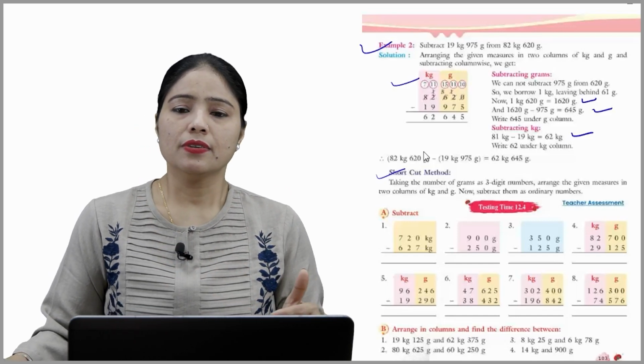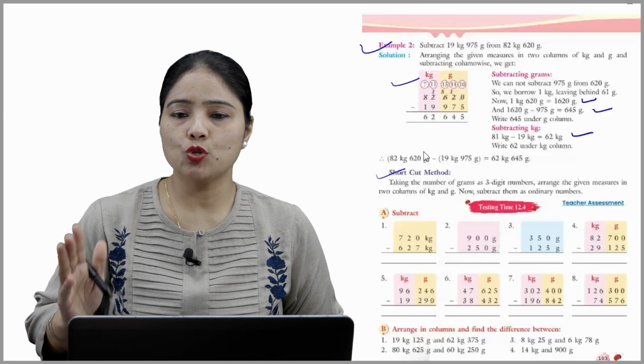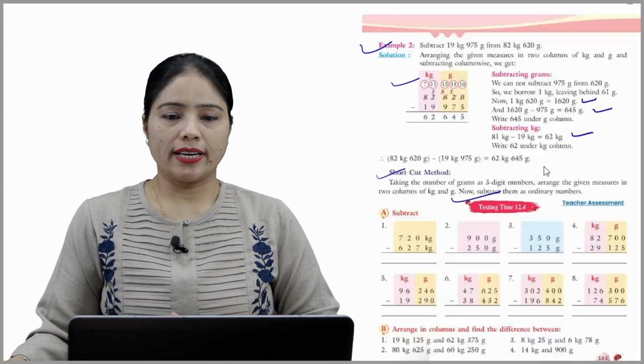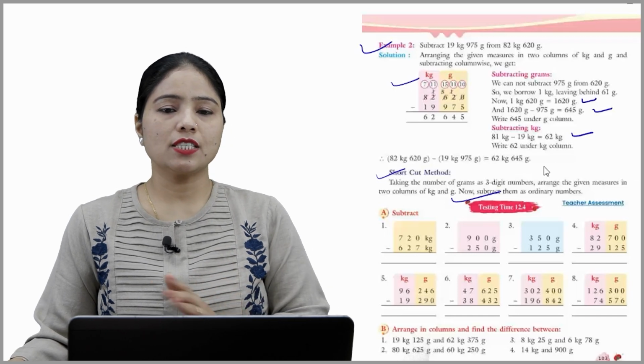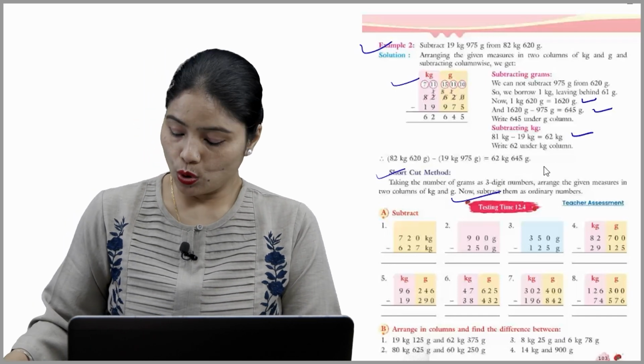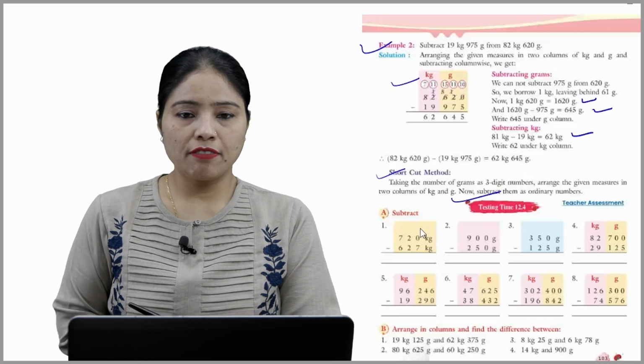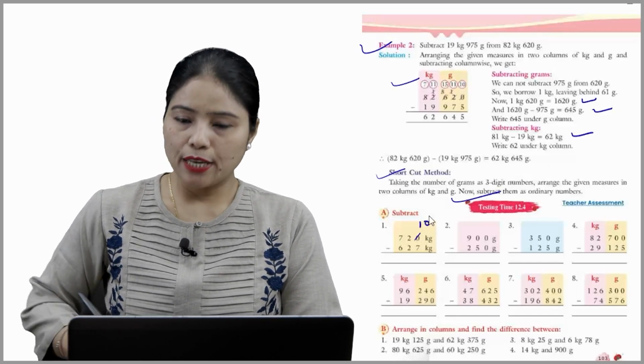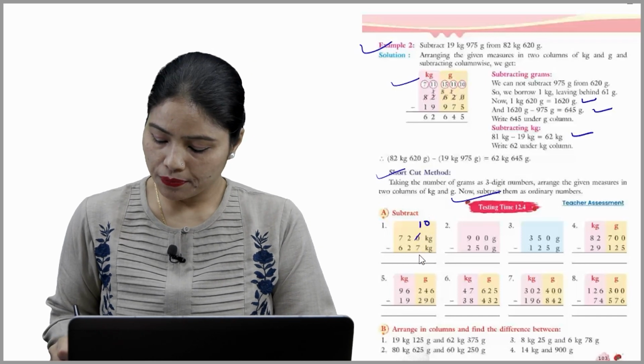Okay, so now Texting Time 12.4. Here it is given, subtract 720 kg minus 627 kg. So 0 में से 7 माइनस नहीं हो सकता. Just borrow 1, it becomes 10. 10 में से 7 माइनस गए 3.